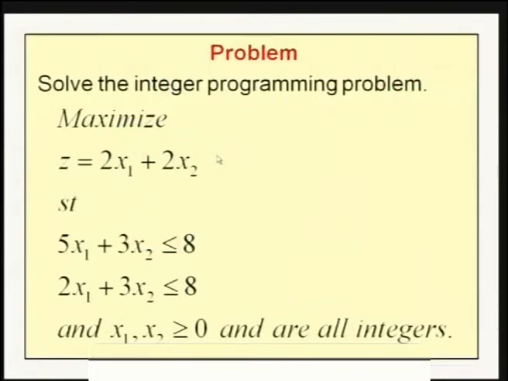The question for exercise is: maximize z equal to 2x1 plus 2x2 subject to these constraints. With the help of the Gomorian algorithm we can solve the given integer programming problem.